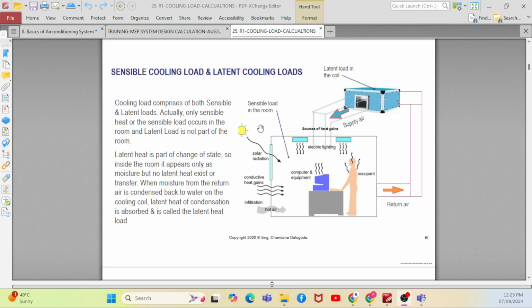Okay, so you can see the sensible loads in the room, right? Electric lighting is a sensible load. Then a computer room is a sensible load. Infiltration has both latent and sensible. Occupants have both latent and sensible. Then solar radiation is purely a sensible load. Through the wall, through the roof, through the ceiling, everything is a sensible load. Clear, right? So when you design the air conditioning, you have to design for both sensible and latent.